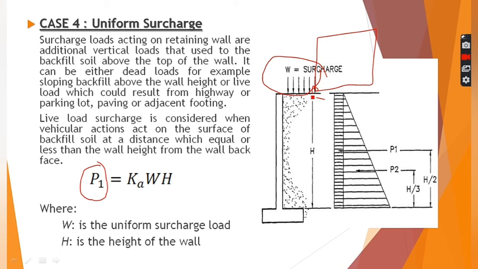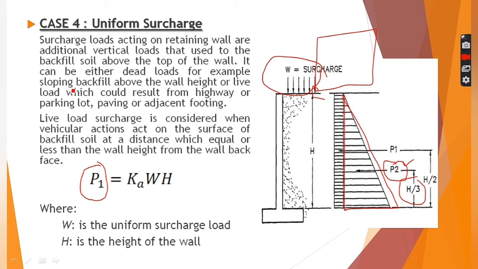Like note here, if you forget the surcharge load, the actual lateral earth pressure diagram will be this triangle with lateral earth pressure P acting at a height h by 3. So this is the case which we have discussed in all previous slides.